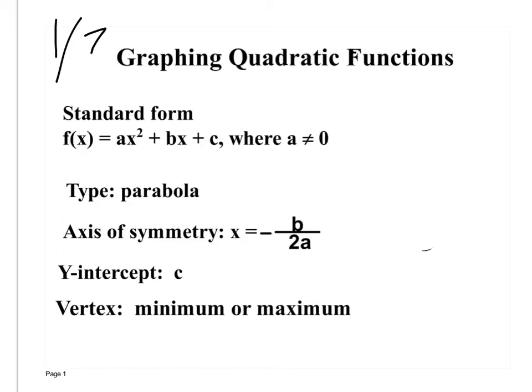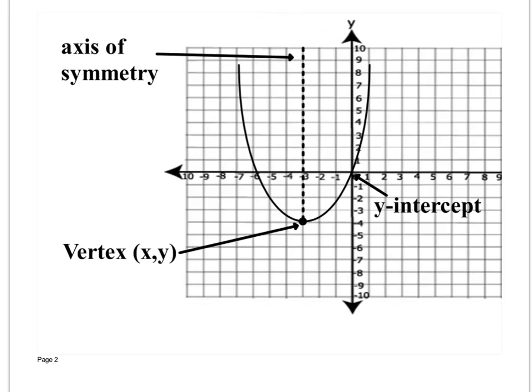The vertex is either a minimum or a maximum. If it's going up, if it looks like this, then the vertex is a minimum because this is the lowest point it goes. If it's upside down, this is a maximum. All right? Any questions? All right, so this is a parabola, and this is just the characteristics I'm pointing out.